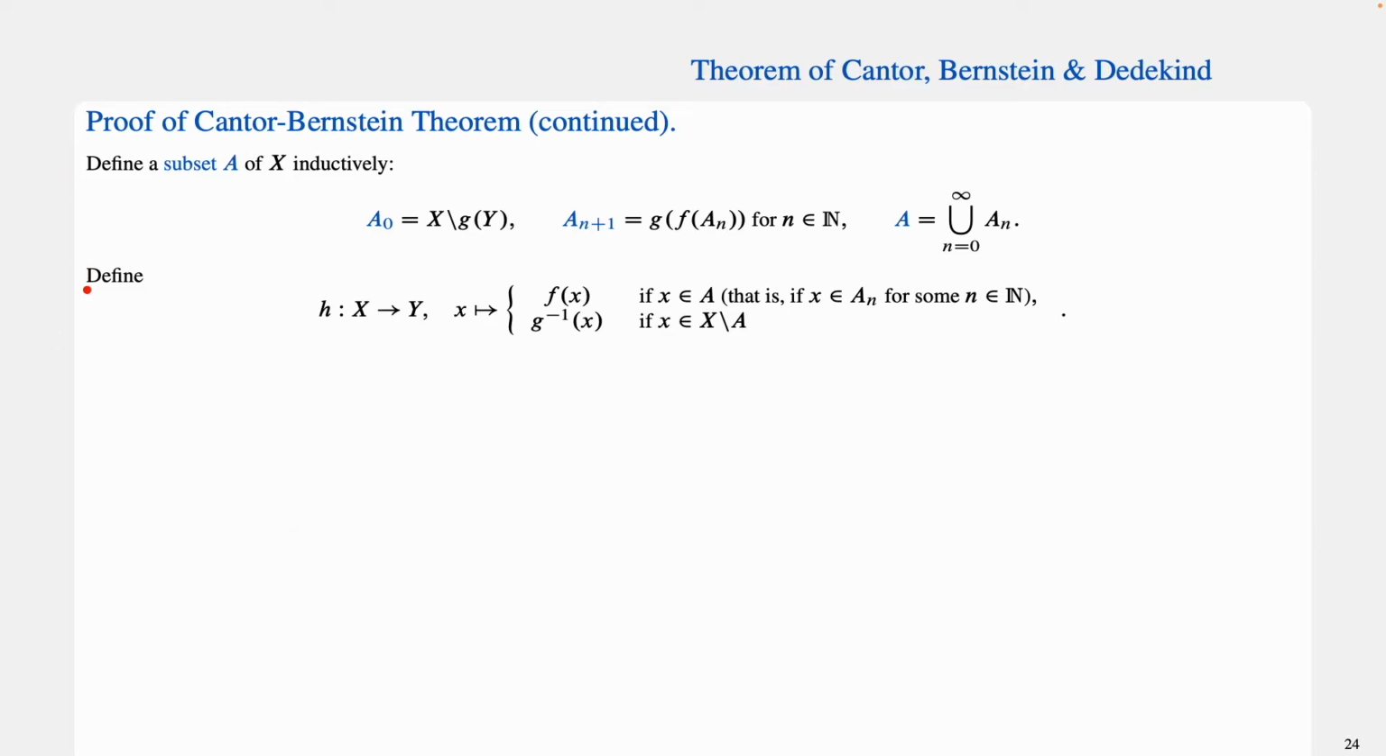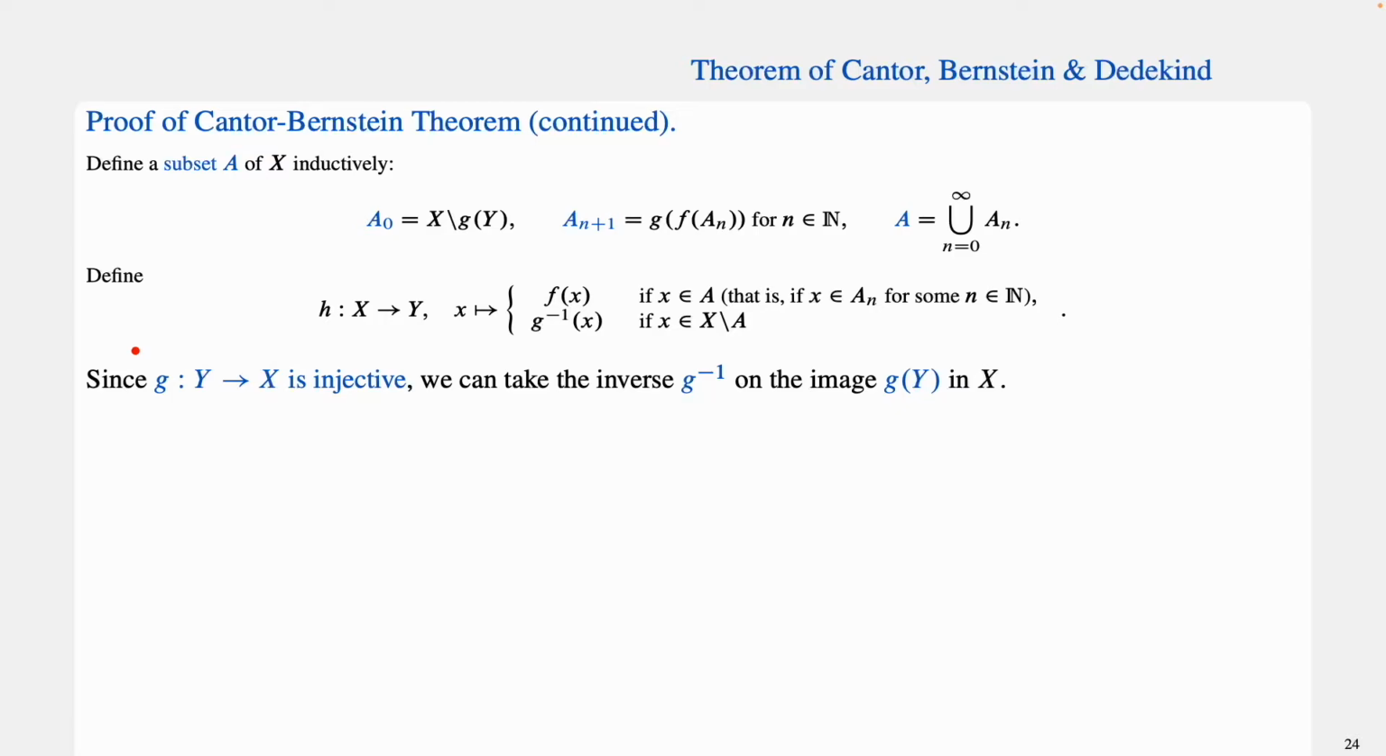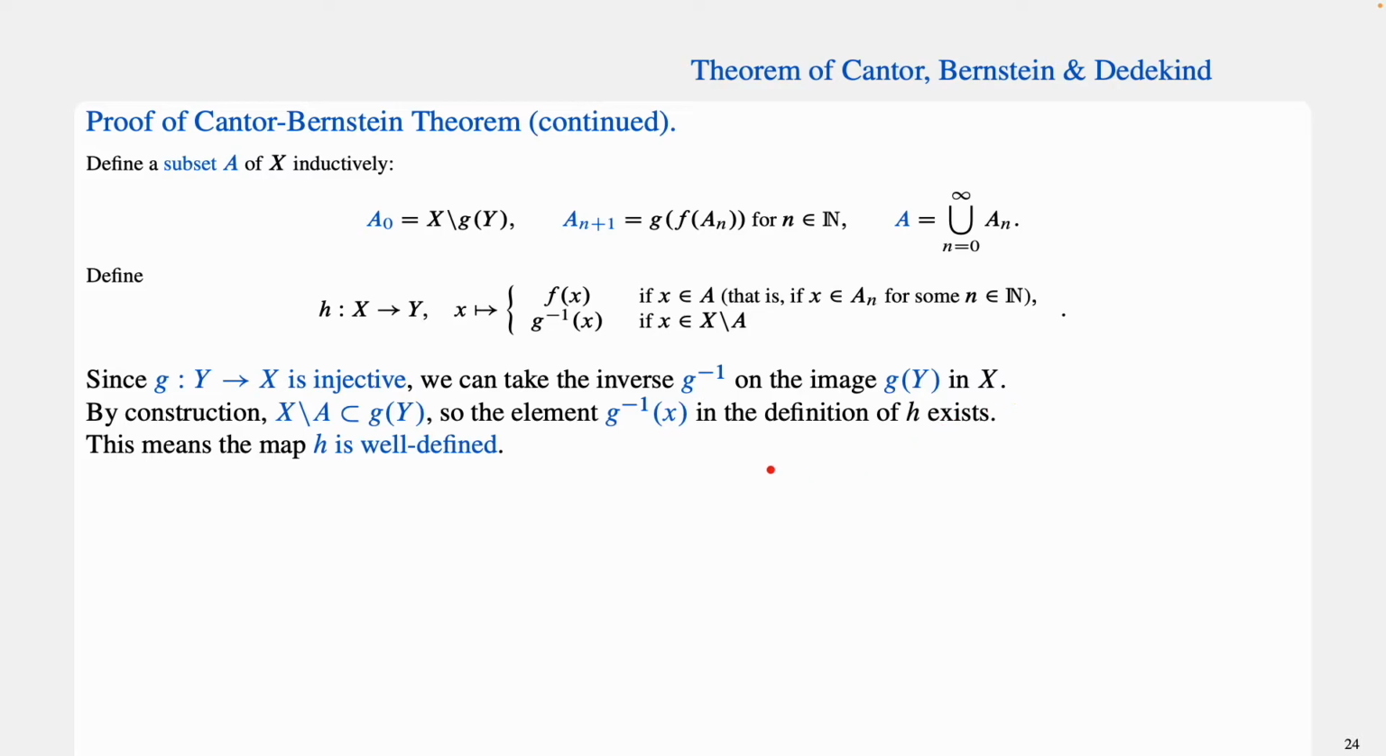So here I just repeat the definition of the set A and the map h in the small print. And I'm going to prove that h is well defined. So G is by assumption injective. So we can take the inverse G to the minus 1 on the image of G in X. Now, by construction, the complement of A in X is contained in the image of G. So the element G inverse of x in the definition of h exists. So this is contained in the image of G, so we can apply G inverse to it. And this means the map h is well defined.